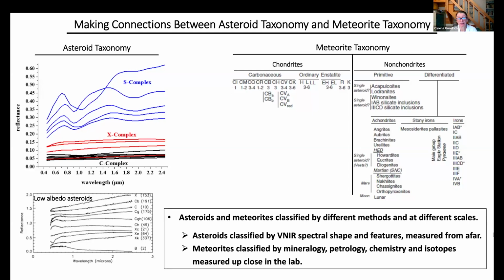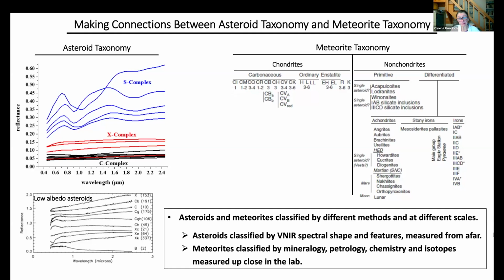So establishing connections between asteroid taxonomy and meteorite taxonomy is a fundamental problem in planetary sciences. And it's complicated by the fact that both of these taxonomies are very complicated, with multiple subdivisions, complexes, groups, subgroups. In the meteorites, we have classes, groups, subgroups, types, subtypes, and so on.